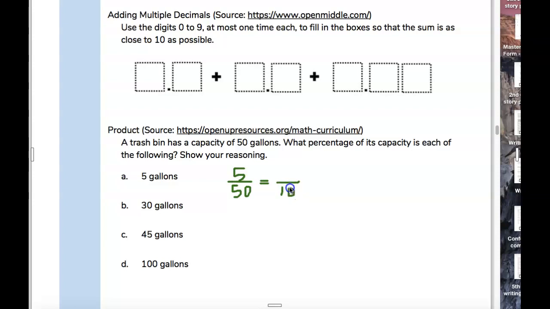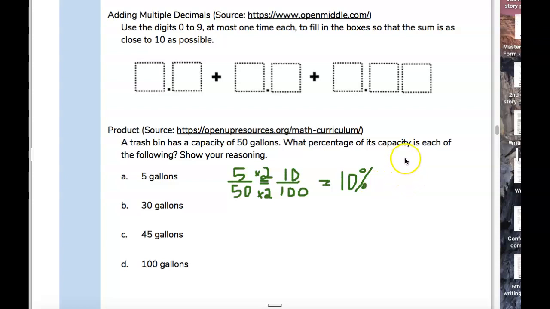Okay, so now we just have to do this math. 50 times what is 100? 50 times 2 equals 100. And now you know that whatever you do to the bottom, you have to do to the top. And so 5 times 2 is 10. 10 over the 100 is the same thing, equals 10%. Okay? That's one way of doing it. That's probably the easiest way to do it.